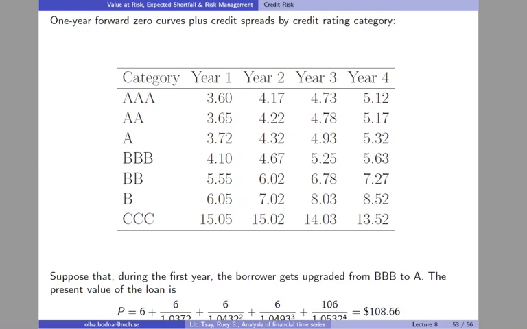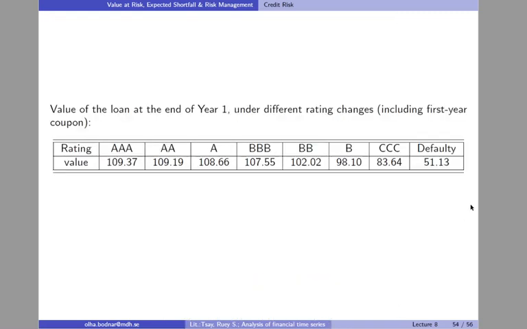So the value of our loan, if we suppose that the borrower gets upgraded from BBB to A, then the value of our loan is given in this way. So it's roughly $800. So the value of the loan at the end of year 1 under different rating changes is given in this way.